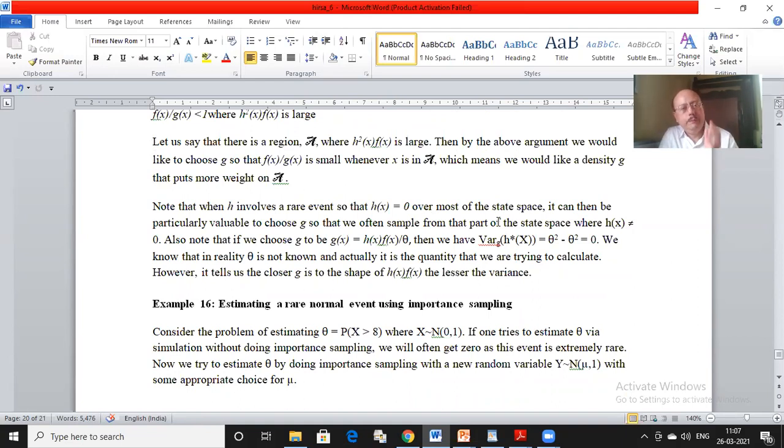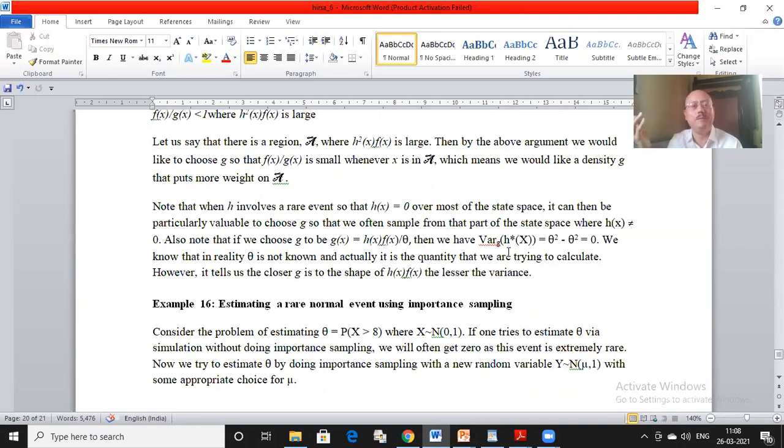So we put disproportionately high sampling weightage on the small space where hx is not equal to 0. Because it's a rare event, hx not equal to 0 has actually a very small mass. So we want to get disproportionately larger samples from it. And note that if we choose g to be hf by theta, suppose by some magic I knew theta, so I choose g equal to hf by theta, then I get a perfect estimate.